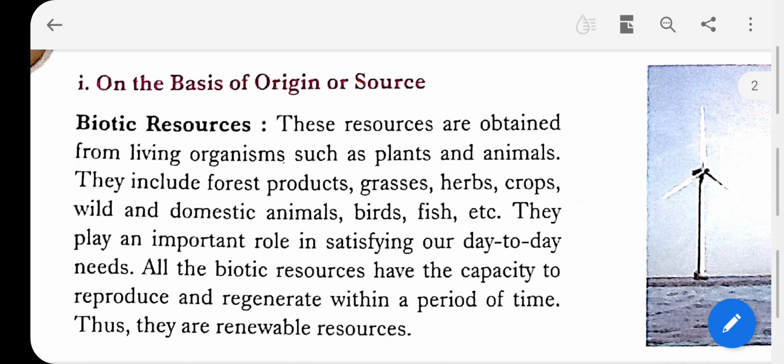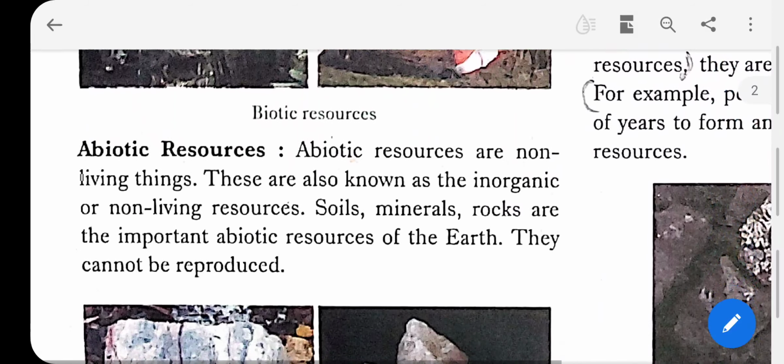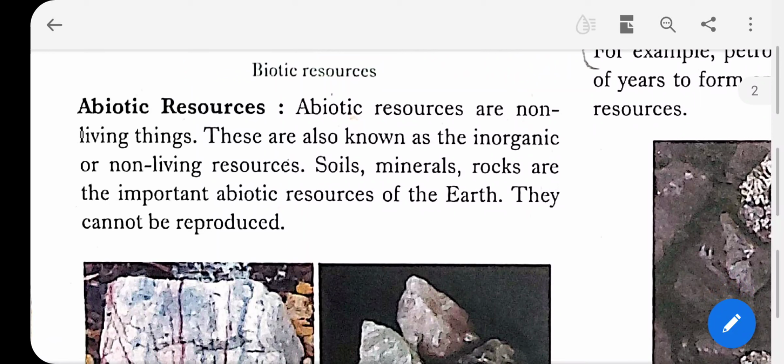Okay. So, what are abiotic resources? Abiotic resources are non-living things. These are also known as inorganic or non-living resources. Examples of these resources are soils, minerals, rocks, and other important abiotic resources.